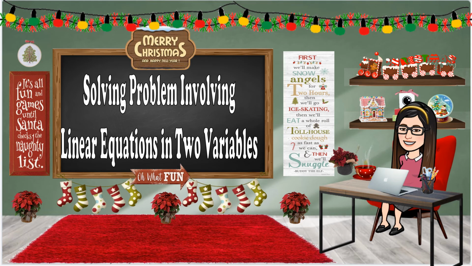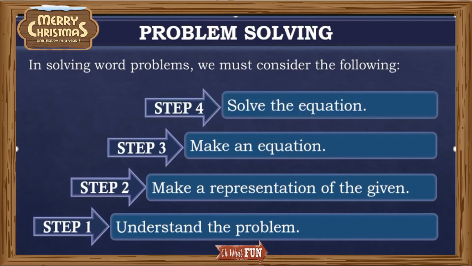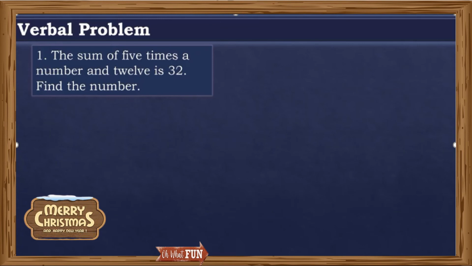Okay, let's proceed to solving word problems involving linear equation in two variables. Alright, in solving word problems, we must consider the following. Step 1, you understand the problem. Step 2, you make a representation of the given. Step 3, you make an equation. And step 4, you solve the equation. Okay, in real life situation, ganyan din ang ginagawa nyo sa problema nyo sa totoong buhay. Okay? Let us have an example.